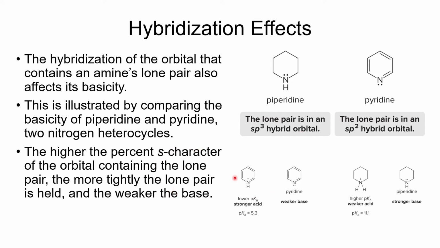If we look at the conjugate acid of pyridine, it has a pKa of 5.3. The conjugate acid of piperidine is piperidinium, which has a pKa of 11.1. So about 11, about 5. That means this piperidinium ion is a much weaker acid than the pyridinium ion, because it has a higher pKa. If that's a weaker acid, that means its conjugate base is a stronger base. Remember, the weaker the acid, the stronger the conjugate base. The stronger the acid, the weaker the conjugate base.